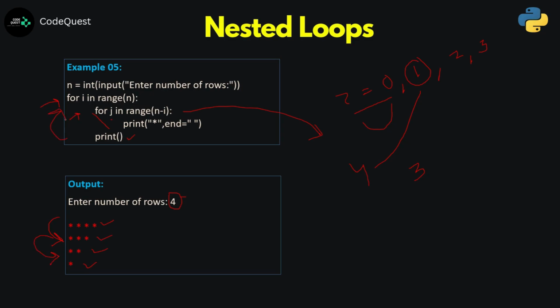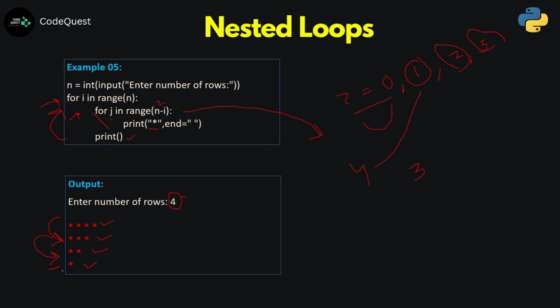Now when the third iteration begins, for which the i value is 2, this n minus i, that is 4 minus 2, becomes 2 now, which means this j loop is going to work only 2 times. As a result, we are going to get 2 asterisks printed here. Once again the print function brings the cursor to the new line. Now for the last time, the i value becomes 3, and this j loop is going to behave like range of n minus i, meaning 4 minus 3, that is 1, which means it is going to execute only once, as a result of which we get this asterisk.